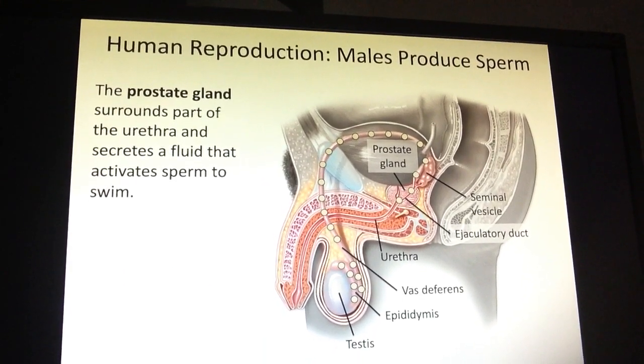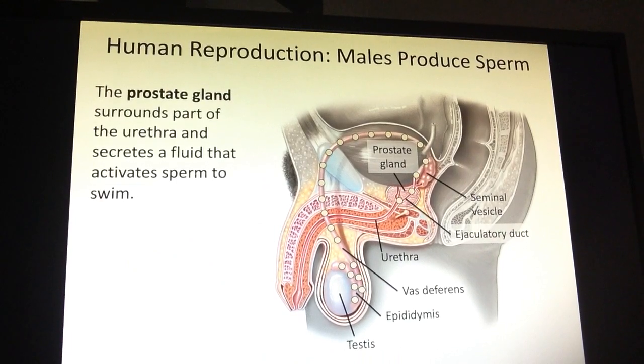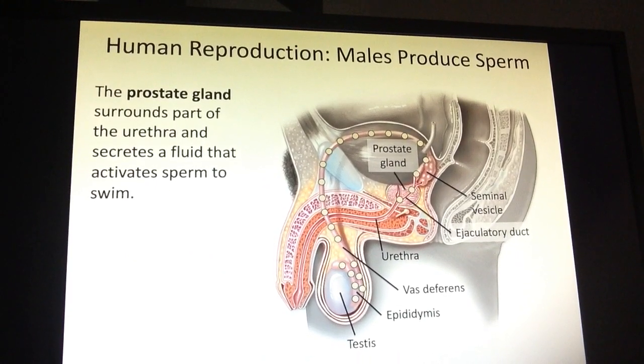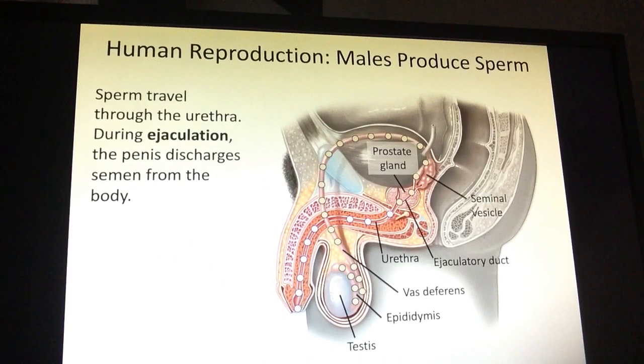All right, so the prostate is a gland that contributes to the semen. The sperm are just a small percentage of the semen. The prostate and seminal glands produce most of the fluid.